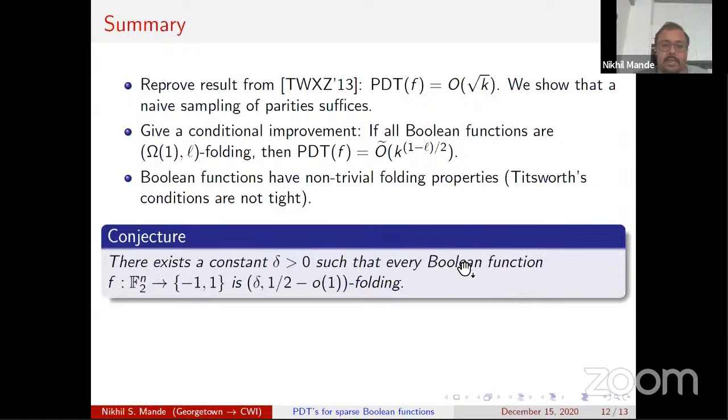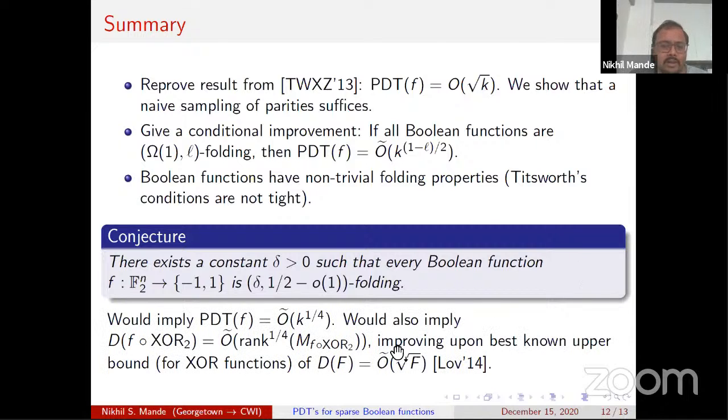Finally, we have a conjecture that is significantly stronger than the result we have here. It says every Boolean function is (delta, half plus half minus little o) unfolding. So in particular, this would imply the following upper bounds on parity decision tree complexity. It would also give some upper bounds on communication complexity, which would improve upon best known upper bounds due to low weight.